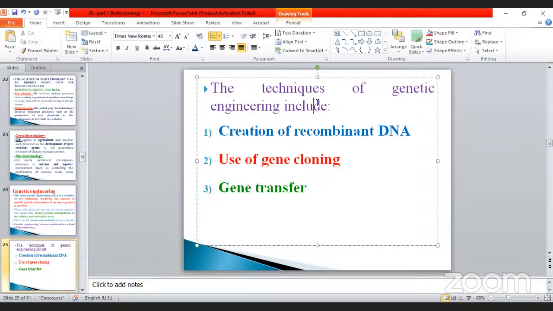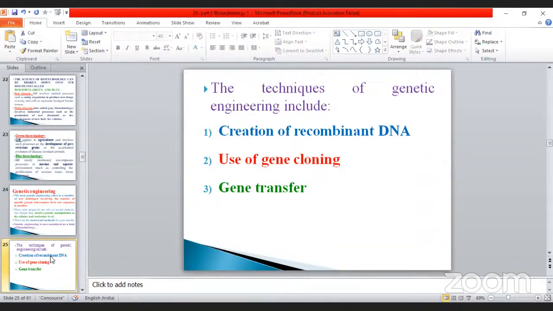These three things are very, very important for genetic engineering. Without these three things, there is no genetic engineering. So what are they? First one is creation of recombinant DNA technology. The desired qualities are isolated from different genes and united together, combined. I will get one single copy of the DNA with both characters present in it. Second one is use of gene cloning. After that, it may enter the cloning process, and gene transfer is also there. These are very, very important.